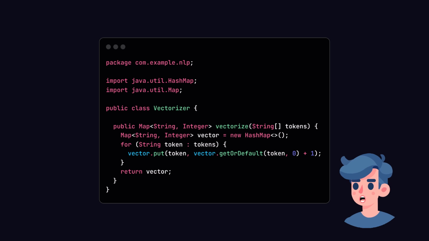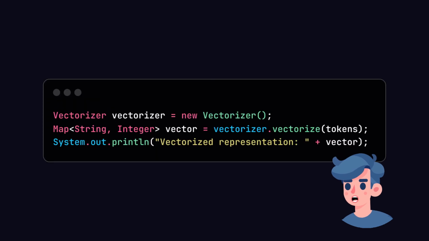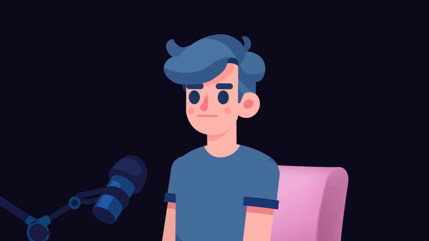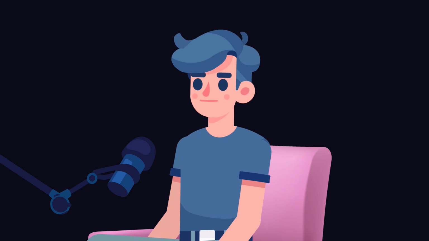The next vital step in NLP is vectorization, which transforms our text into numerical representations. Here, we created a vectorizer class that returns a frequency count of each token. We can integrate this into our main class as well. Let's run the application to see our vector representation of tokens in the output. This technique is essential for converting text data into a structured format for further machine learning applications.